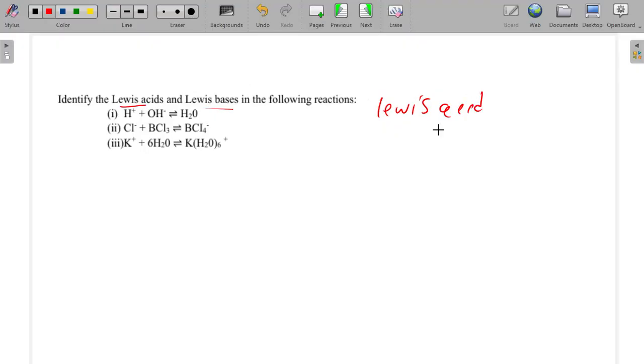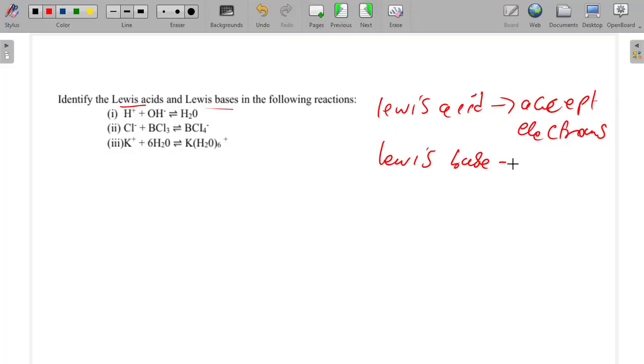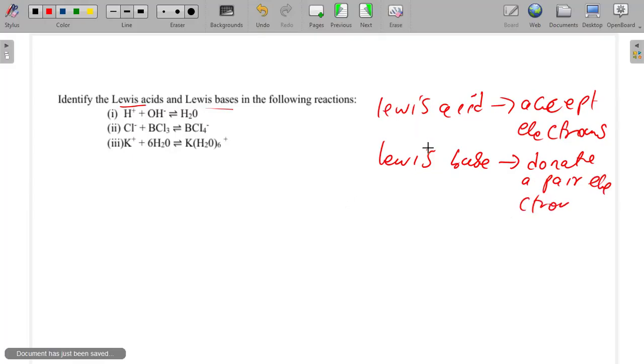Okay, so a Lewis acid is a substance that is going to accept electrons, isn't it? So something that accepts electrons. That is what we call a Lewis acid. Okay, so the opposite is true for the Lewis base. So a Lewis base, we are saying, is a substance that is going to donate a pair of electrons, isn't it? So it's donating a pair of electrons to a Lewis acid. So the Lewis acid is the one that is going to accept those electrons, and the Lewis base is the one that is going to be donating the electrons.